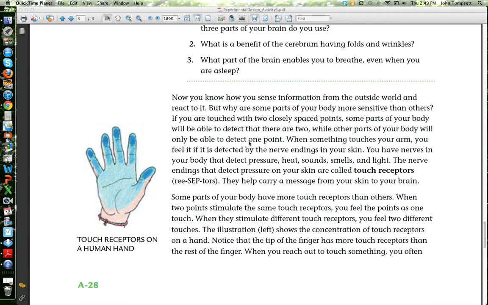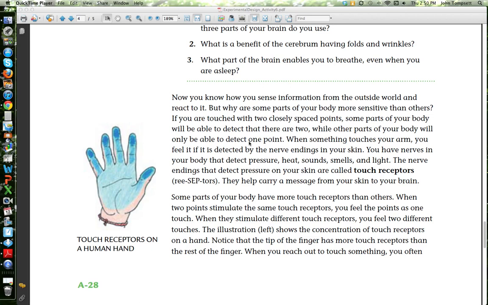Now you know how you sense information from the outside world and react to it, but why are some parts of your body more sensitive than others? If you are touched with 2 closely spaced points, some parts of your body will be able to detect that there are 2, while other parts of your body will only be able to detect 1 point.